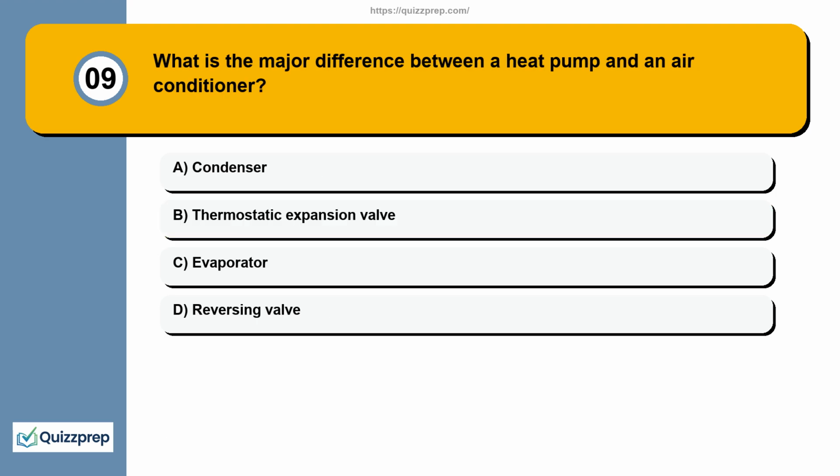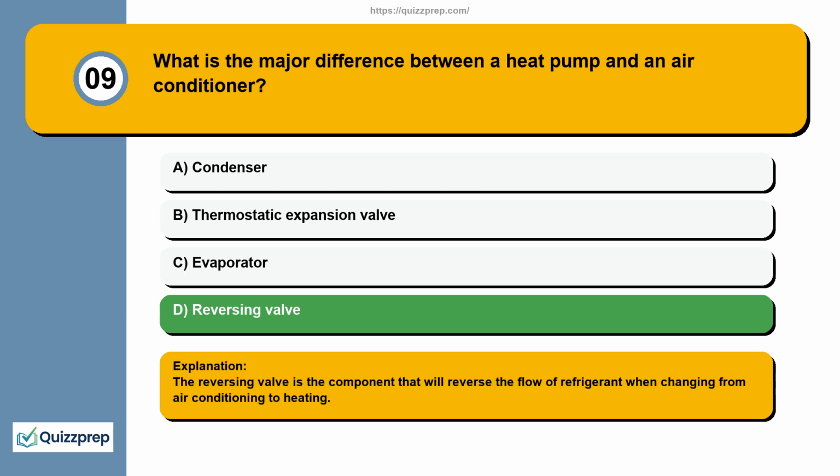Question 9. What is the major difference between a heat pump and an air conditioner? Condenser, thermostatic expansion valve, evaporator, reversing valve. The reversing valve is the component that will reverse the flow of refrigerant when changing from air conditioning to heating.